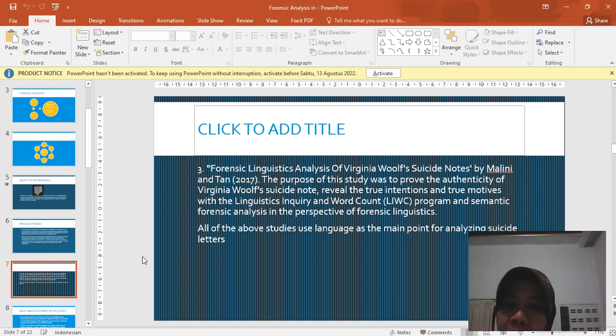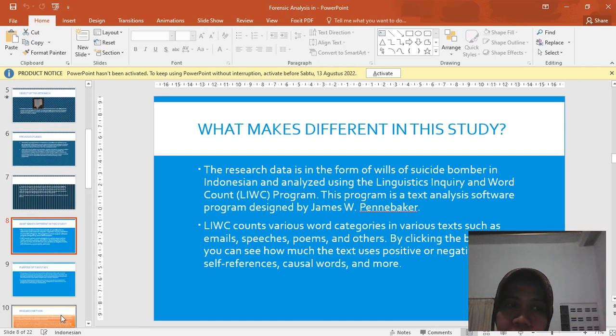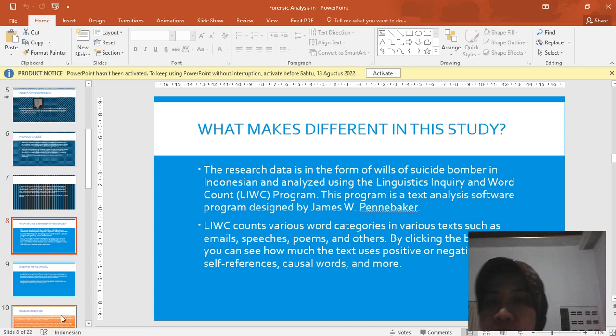How about my paper? What makes the difference between my paper and those previous studies is the data itself. The data is in the form of wills of suicide bomber in Indonesian or Bahasa Indonesia and analyzed using the LIWC program.